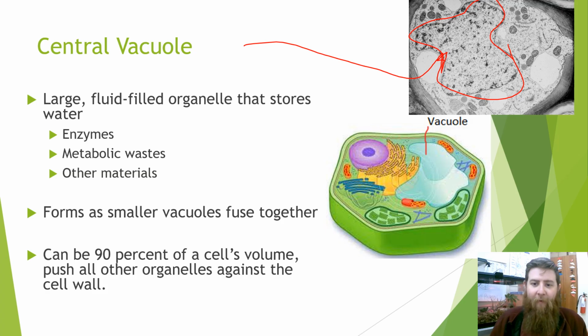Usually they're formed as small vacuoles come together, fusing to form a larger one, and it can be up to 90% of a cell's volume, and it can push all those other organelles to the sides. Like you can kind of see in this picture at the top, there are lots of organelles being pushed away from the middle because of this central vacuole.